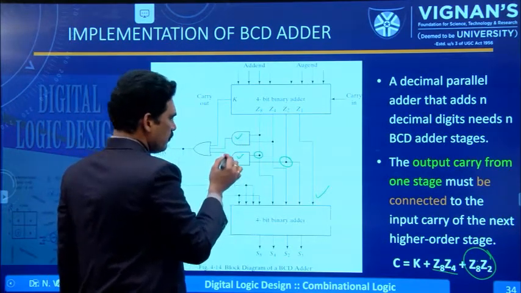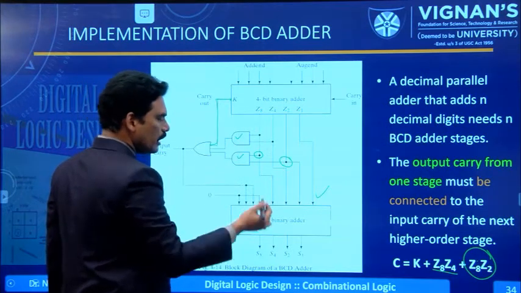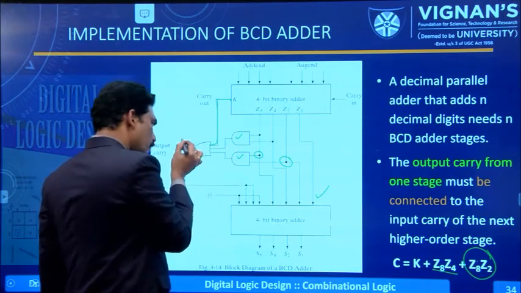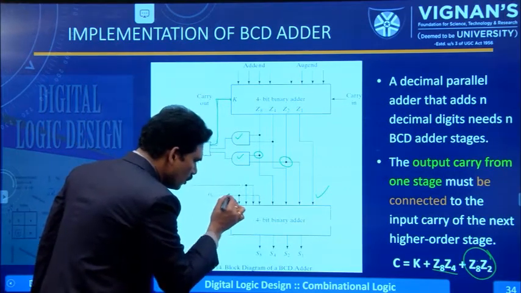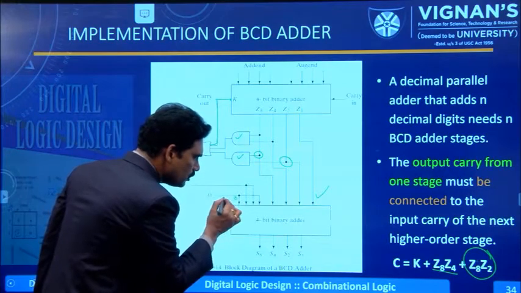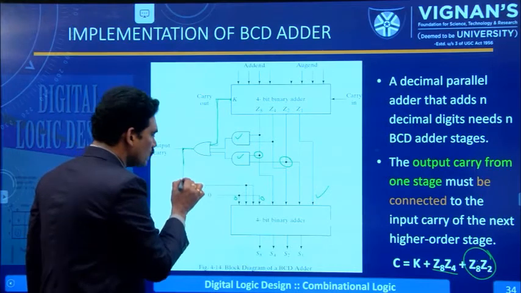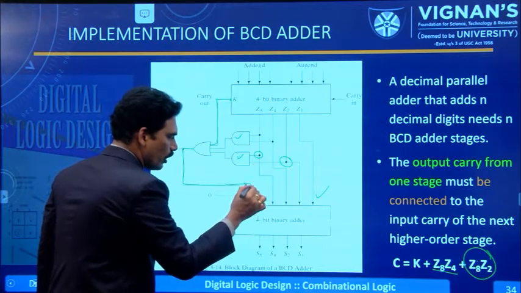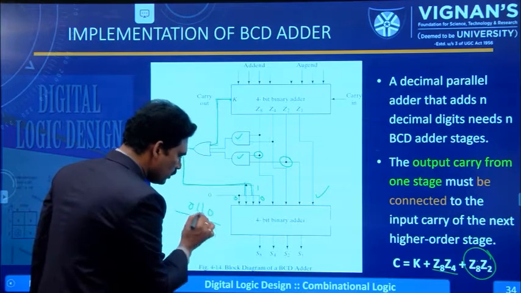Okay, if again we are considering K. See here, if K is equal to 1, it automatically gives 1, it adds 6. Suppose these two are 0. This is 0, and this is also 0. What about this one? It gives 1. 1 means 0110. What is this? This is 6.